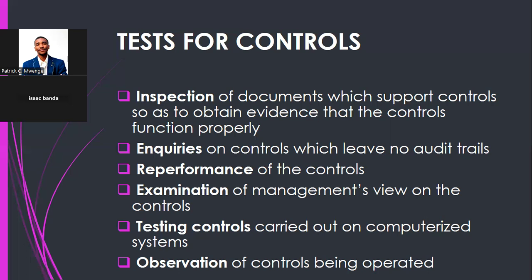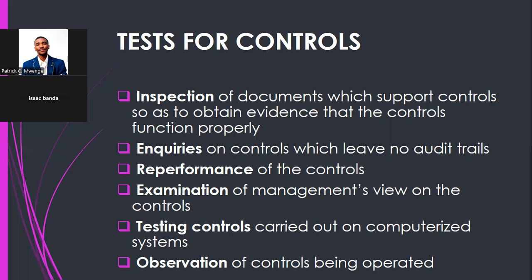Then reperformance of controls. So what is reperformance? This is where the auditor performs some transactions that the accountant in the client's company has already performed. So, for instance, bank reconciliation. Bank reconciliation is performed on a monthly basis. Then, us as the auditors, we go and reperform bank reconciliation. We do it again so that we see if the accountant in the company performed bank reconciliation according to how it's supposed to be performed.